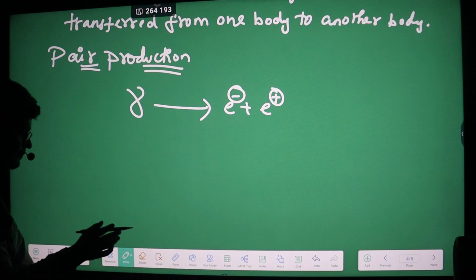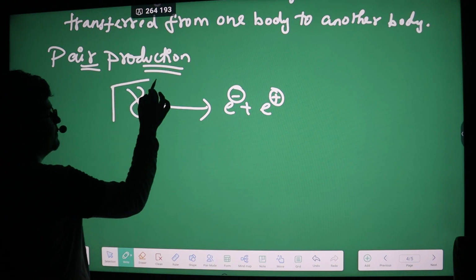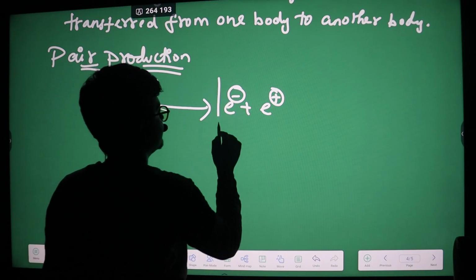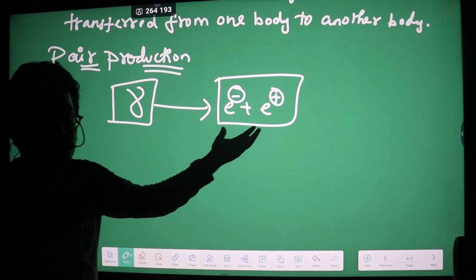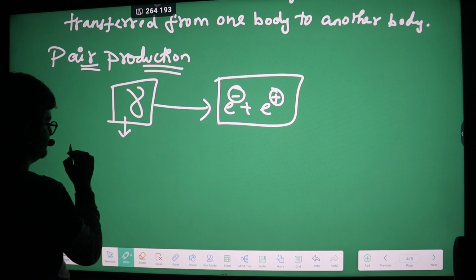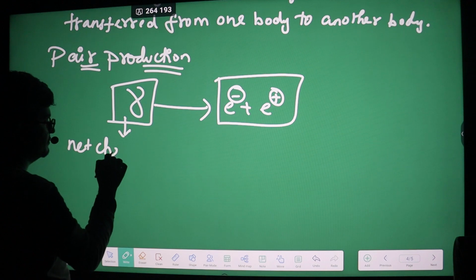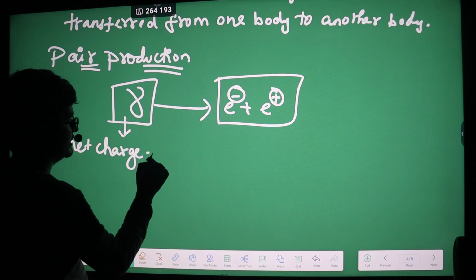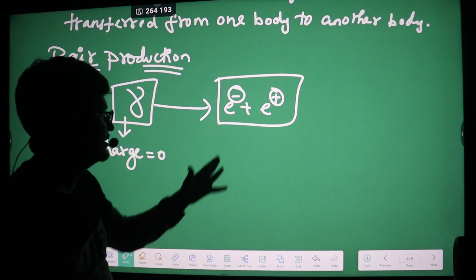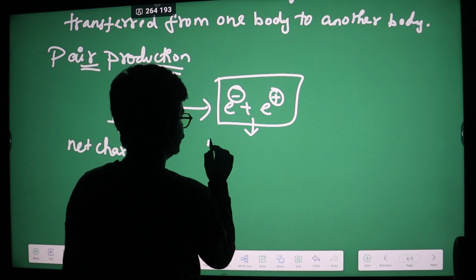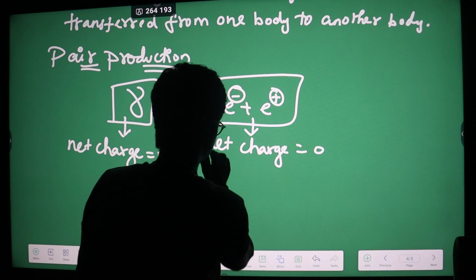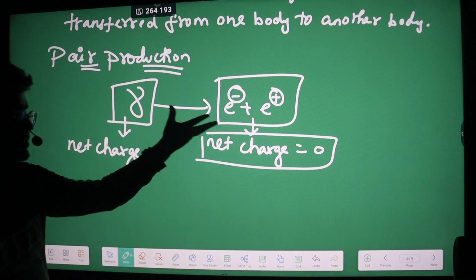So let us assume, for example, these gamma photons are in a system. This electron and positron, I got from the gamma photons. So here the net charge of this system is equal to 0, because the gamma photon has no charge. Here the net charge is equal to 0. So as you can see, I have not changed the system.